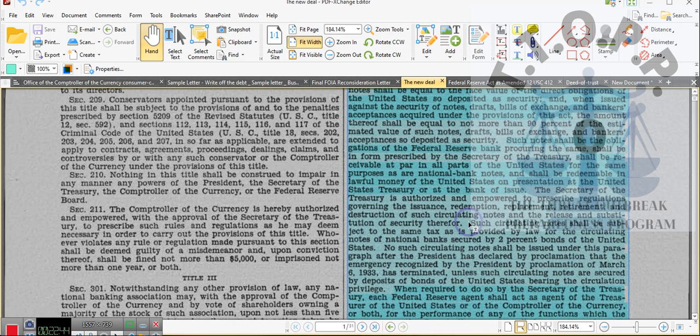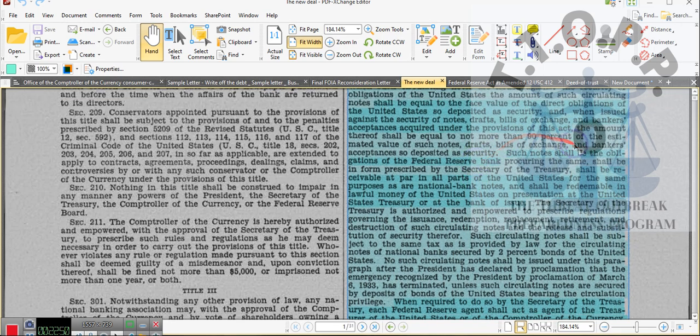And it talks a whole lot more about things other than circulating notes. For instance, let me tell you, such notes shall be obligation of the Federal Reserve Bank procuring the same and shall be in the form prescribed by the Secretary of the Treasury and shall be received at par in all parts of the United States for the same purpose as national bank notes and shall be redeemable in lawful money upon presentation to the United States Treasury or the bank of issue. Okay, ladies and gentlemen, that has nothing to do with circulating notes. That hasn't been amended.